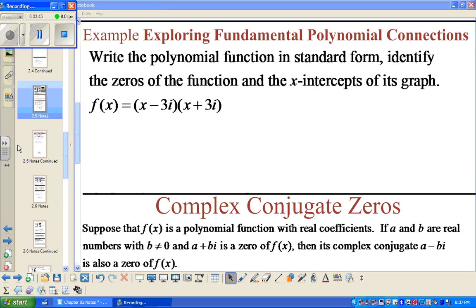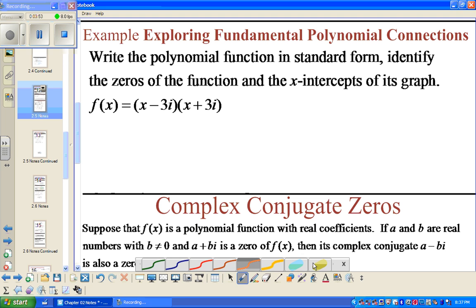So in this first example, we're bringing back work with imaginary numbers. Write the polynomial function in standard form. Identify the zeros and identify the x-intercepts of its graph. So if we write this in standard form, we're basically just foiling out. But remember, what's really nice about this is it's the exact same factor, only one of them's minus and one of them's plus. We call these conjugates. When you're multiplying conjugates, the middle terms cancel out.